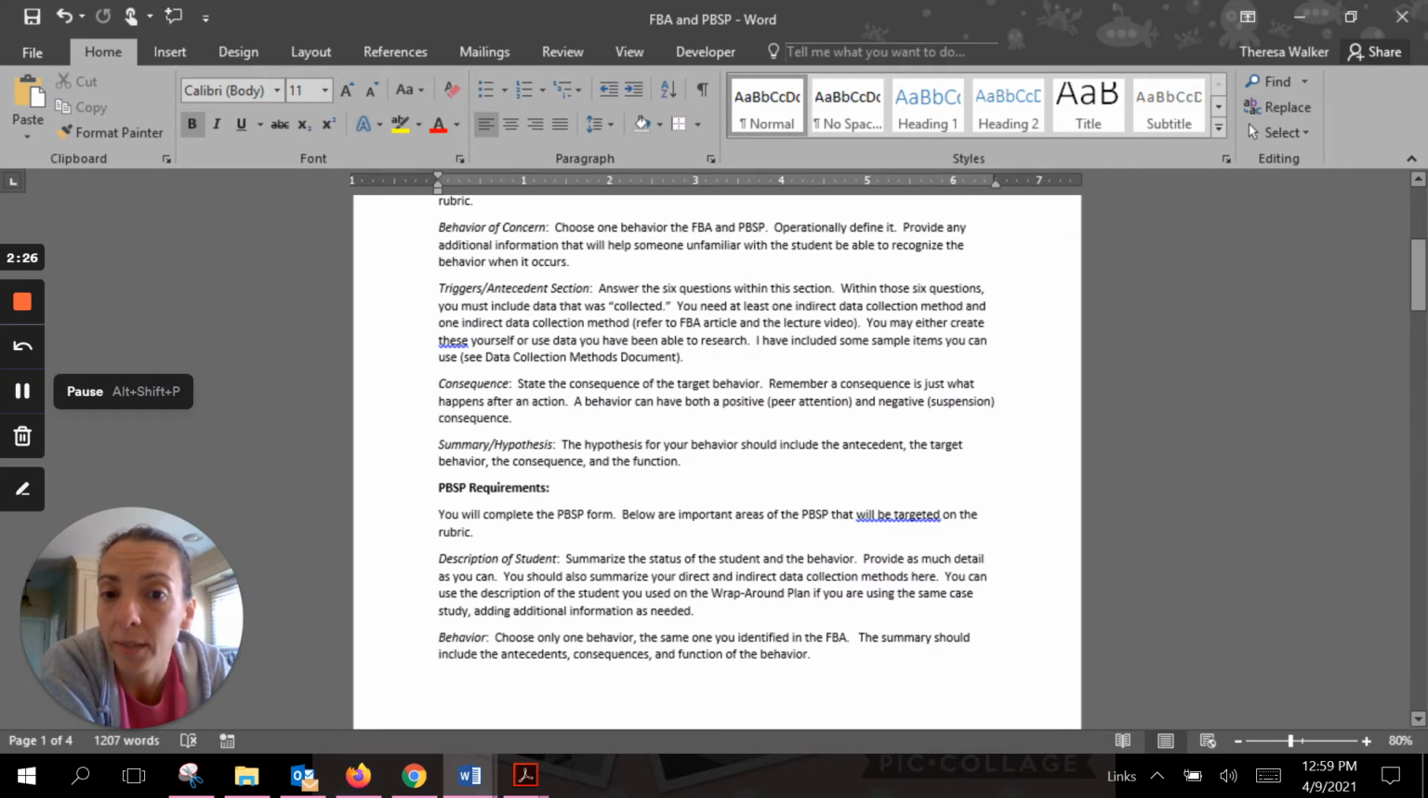You are going to have the consequence, so you're going to state the consequence of the target behavior. Remember, a consequence isn't necessarily negative, it's just what happens after. So it can have both a positive consequence, such as peer attention, and a negative one, such as suspension. And then you're going to have the summary hypothesis. The hypothesis for your behavior should include the antecedent, the target behavior, the consequence, and the function.